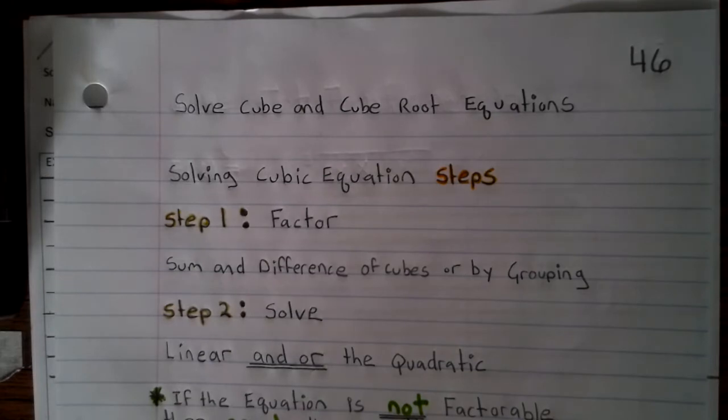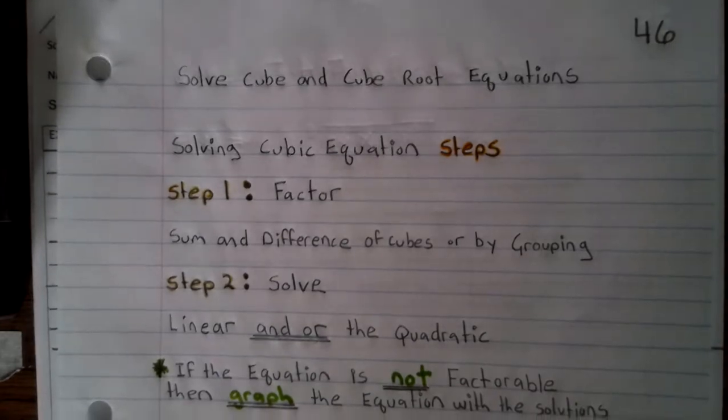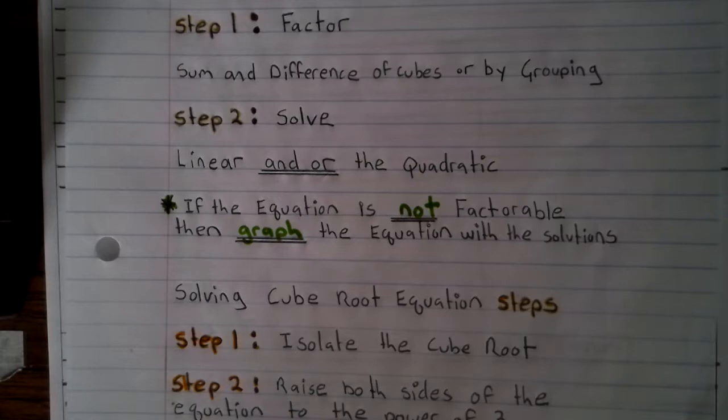Solving cubic equation steps. Step 1, factor. Sum and difference of cubes or by grouping. Step 2, solve. Linear and or the quadratic. Little note, if the equation is not factorable, then graph the equation with the solutions.